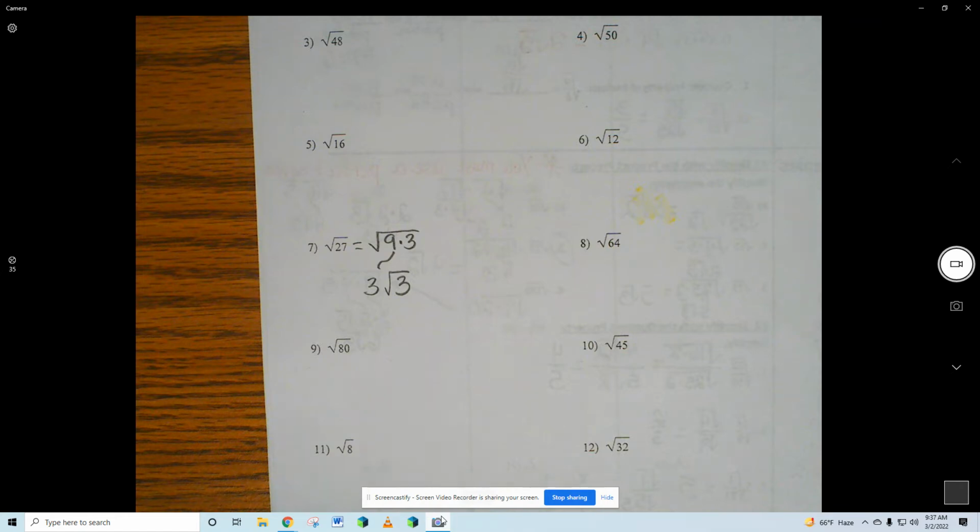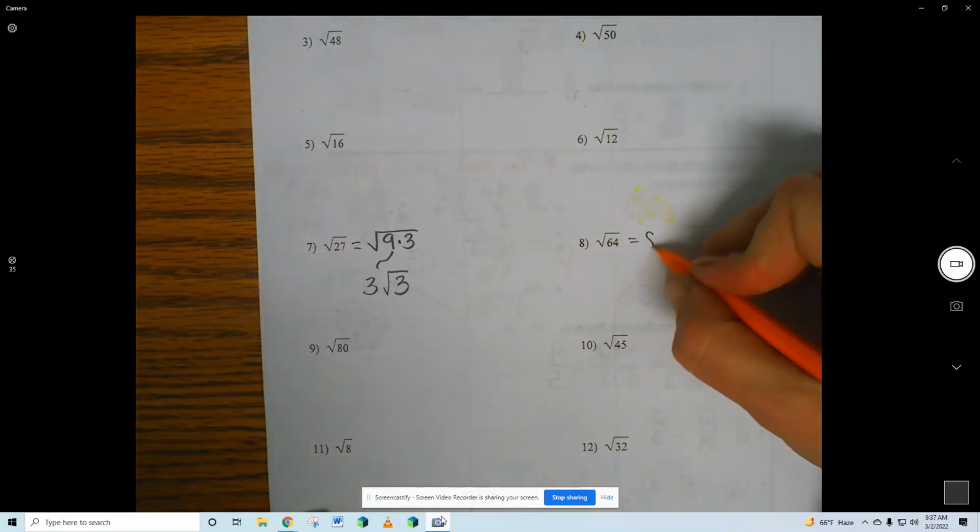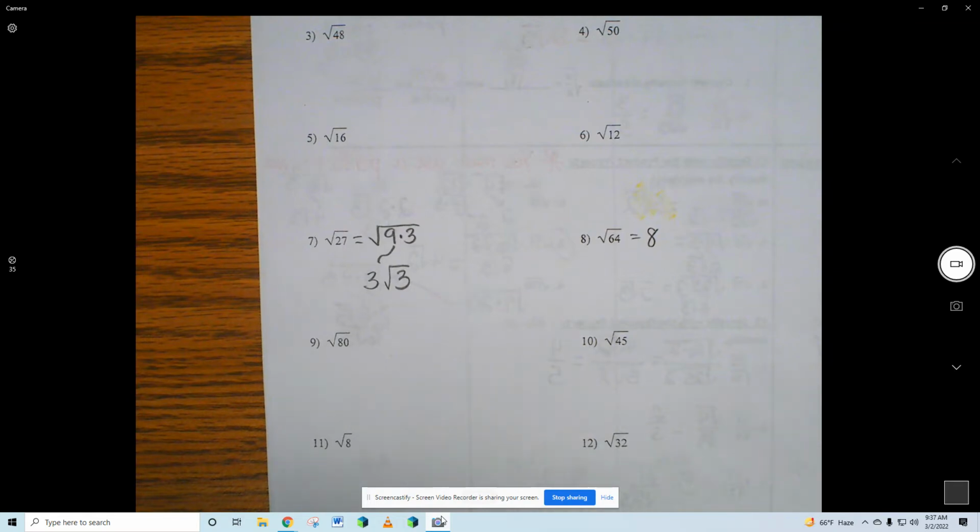None of these are really that hard. I mean, you just have to know your times tables, right? Some of them are perfect squares, like number 8. The square root of 64 is a perfect square. It's 8.